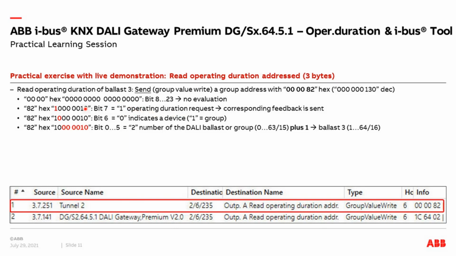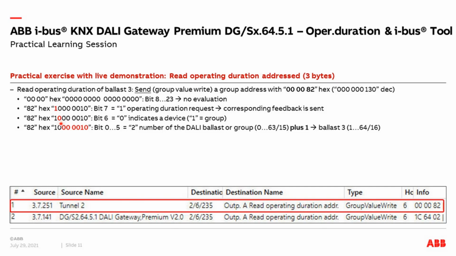And then this first bit, or let me say bit number 7, because we read it here from left to right, bit number 7 to bit number 0. The first bit, bit number 7, must have the value 1. Then the DALI gateway knows, okay, this is a request, and the DALI gateway will now respond. Okay, bit number 7 must be 1.